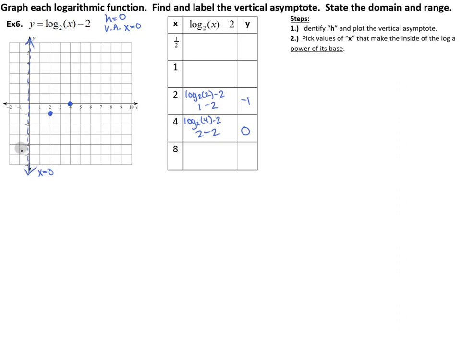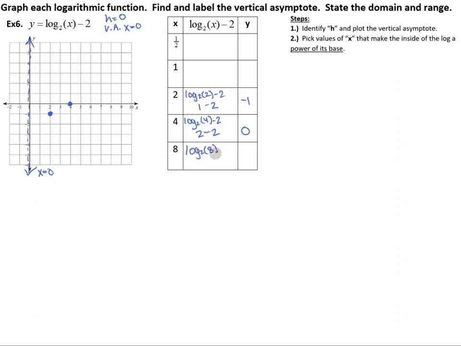Our y-coordinate is 0. Now, the reason you don't want to pick 3 is because I don't know what log base 2 of 3 is if I'm calculating this by hand, right? Again, this is why I want to pick powers of the base, so there are logarithms that evaluate to nice integers or rational numbers we can do without a calculator.